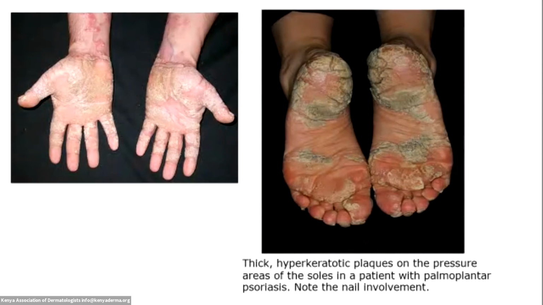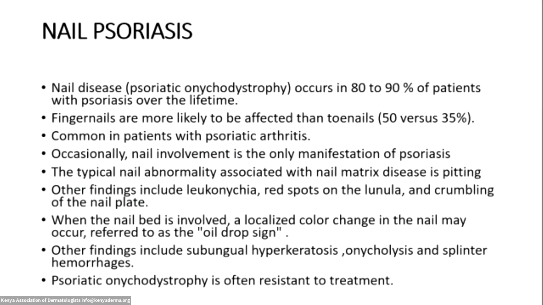So those are images showing the scales on the palms and the plantar region. You can see how it's very easy to confuse it with keratoderma because the scaling is thicker. You can also appreciate nail involvement in the toes in the image. So nail psoriasis is the other form of psoriasis.